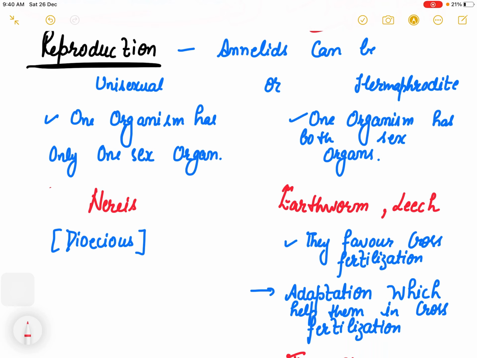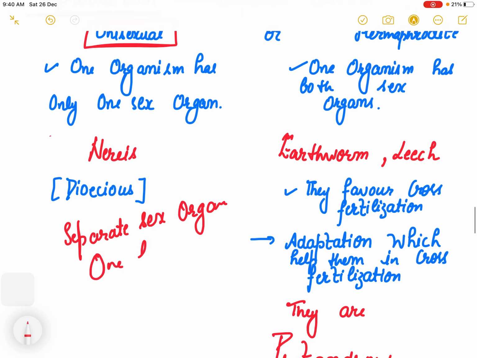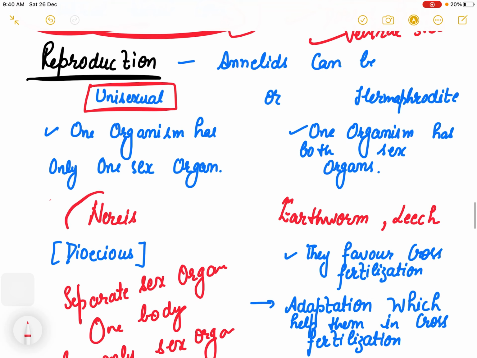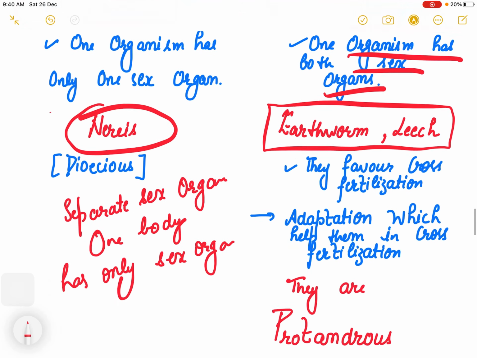Reproduction: they can be unisexual, meaning separate sex organs, one organism has only one sex organ, and this is commonly observed in Nereis. And bisexual, you already know what hermaphrodite is. One organism has both sex organs, male as well as female, which is the feature of earthworm and leech.